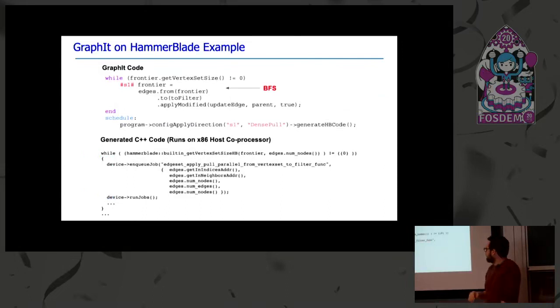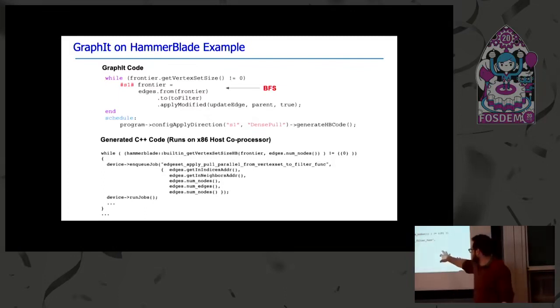So we ported this to HammerBlade, and here's an example. The same snippet of code, I actually took it from BFS. Basically, the frontier is just being updated by traversing the existing frontier, applying an update function, and then creating a new frontier from the nodes that were updated. You can see in the scheduling language that we've said that we want the dense pull direction, and that we want to generate HammerBlade code.